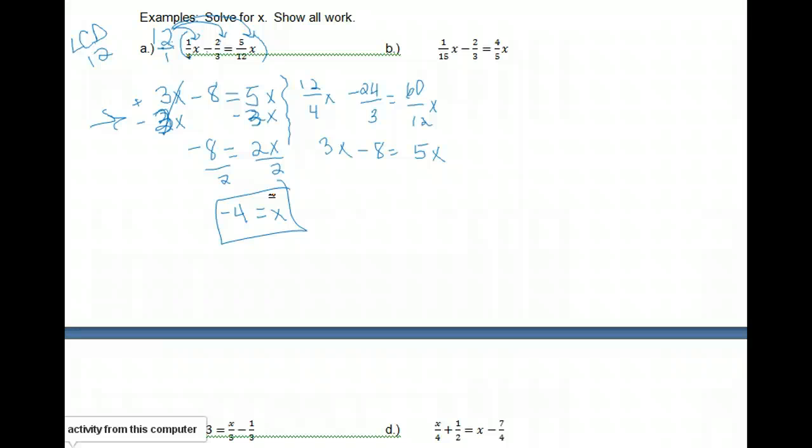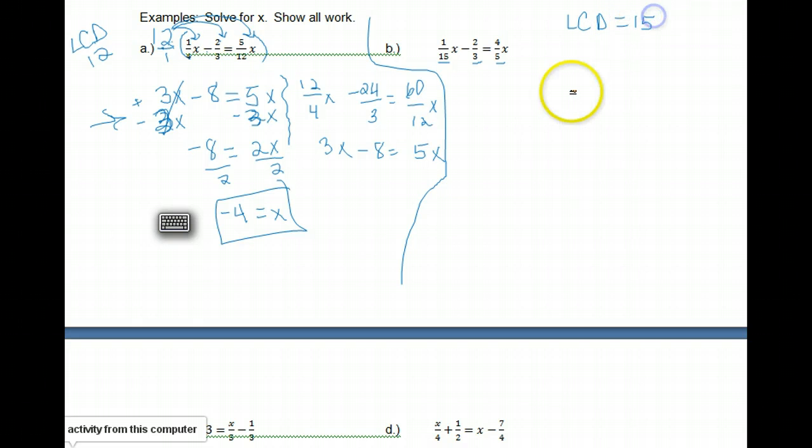So let's take a look at letter B. We're going to do exactly the same thing. I'll walk you through both steps, both ways of canceling it out so that you can see which way you like better. Okay? The LCD, as you're looking at 15, 3, and 5, we want the smallest number that all of those denominators will divide into. So the LCD here will be 15. So we're going to put parentheses around the entire equation and put the 15 in the front.